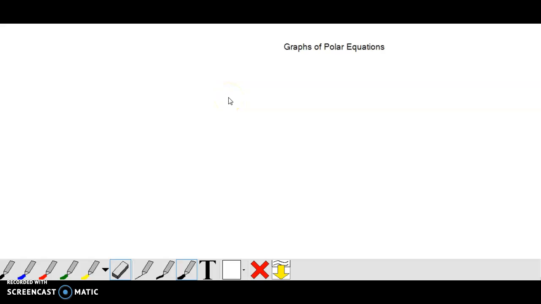Okay, so in this video, we're just going to look at the different types of graphs that we can see with our polar equations. We're not going to graph these by hand. If we had more time, we would. But the first type is the circle.